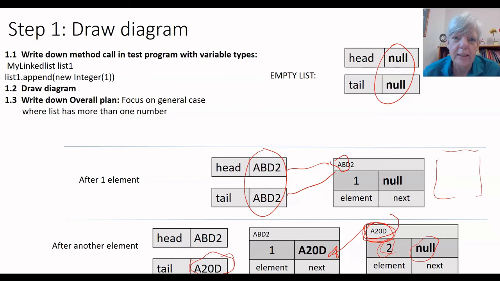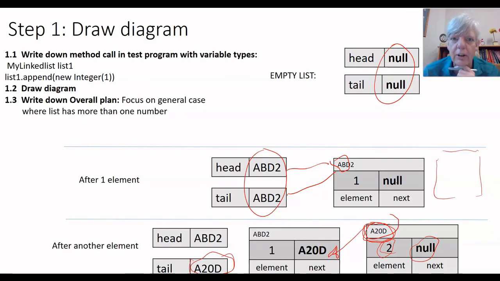Don't go forward. Pause until you see what you have done. We are doing the four-step method. Step one is to draw a linked list, and we are writing down the overall plan. So we've drawn our linked list now.